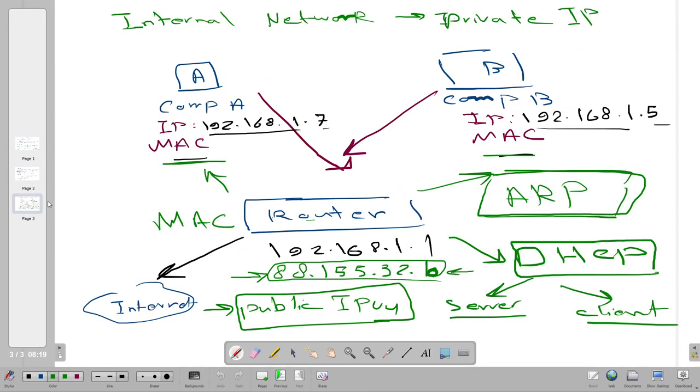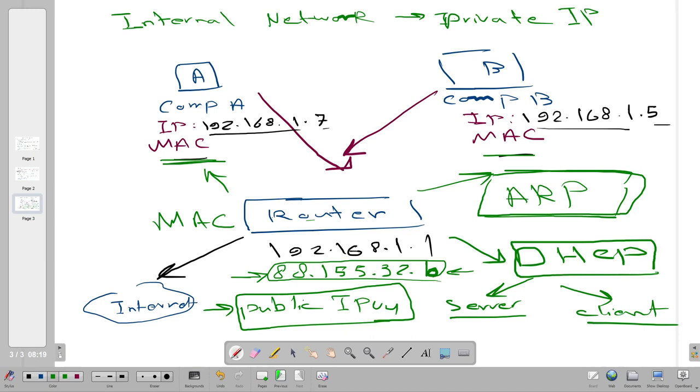Note that MAC addresses cannot be used to communicate while you are on the external network. On the external network, only IPs are used to communicate, IPv6 or IPv4. MAC addresses are used for device discovery in an internal network. All right. Now, that is for now.